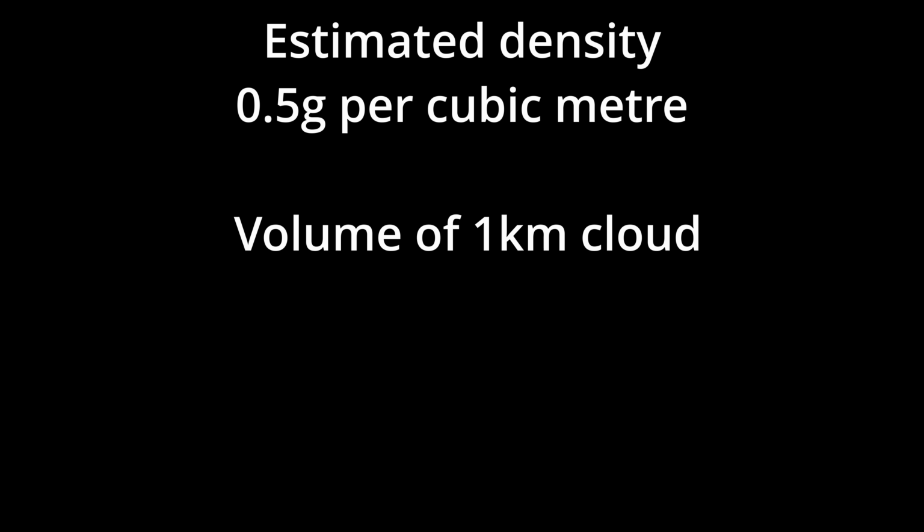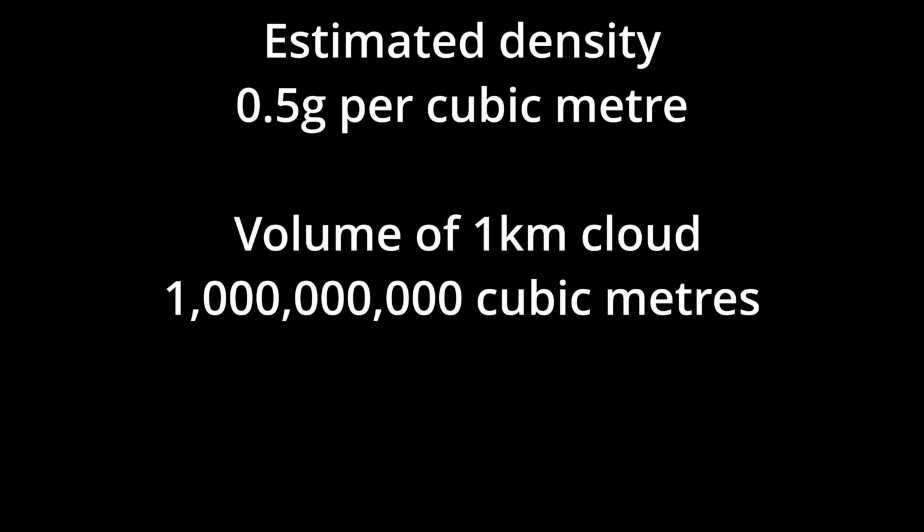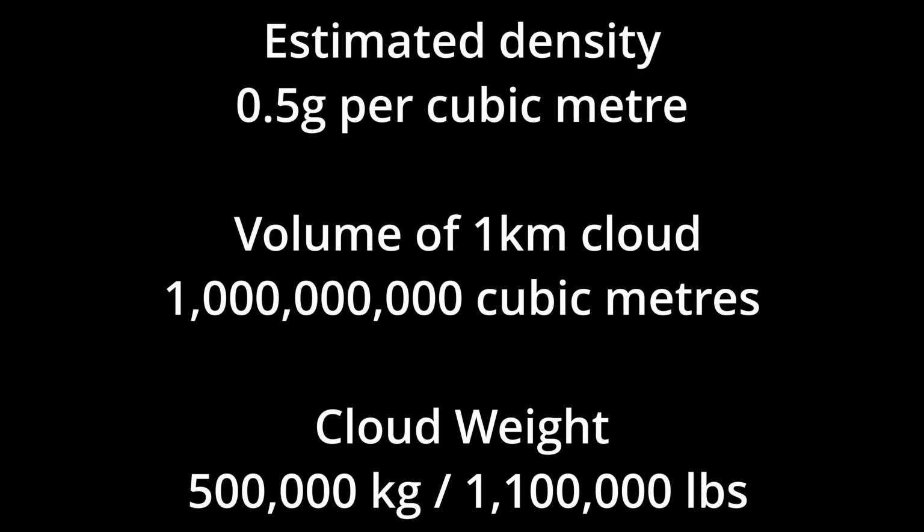The estimated density for a cumulus cloud is 0.5 grams per cubic metre. A 1 cubic kilometre cloud contains 1 billion cubic metres. So that means that the cloud would weigh 500 million grams, or 500,000 kilograms, or 1.1 million pounds. The density of a cloud is less than the density of air, and that's why they float in the air.